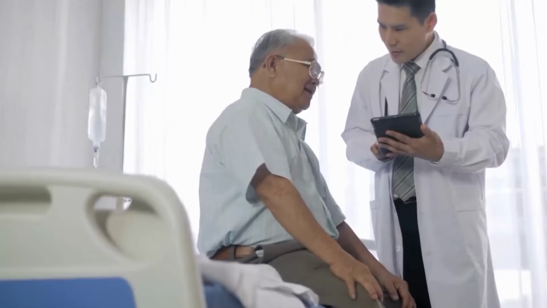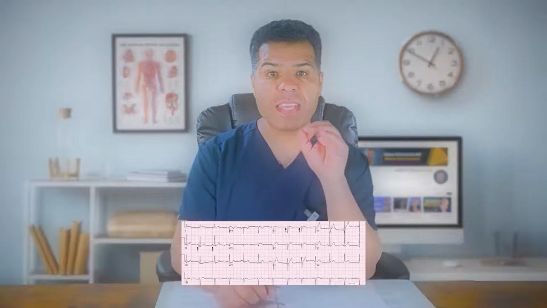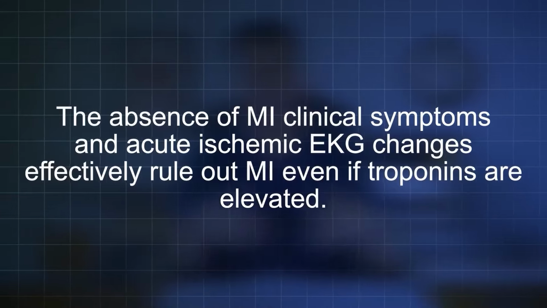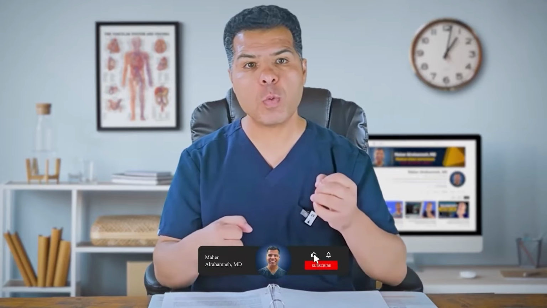Assessing elevated troponin starts by taking a careful history, asking for any MI symptoms, and then reviewing the EKG. The absence of MI clinical symptoms and acute ischemic EKG changes effectively rule out MI even if troponins are elevated. The presence of MI symptoms and the absence of EKG changes should raise the questions of whether another diagnosis is more likely. If not, proceed with MI treatment until proven otherwise. EKG changes in acute MI are beyond the scope of this video and require a separate one.